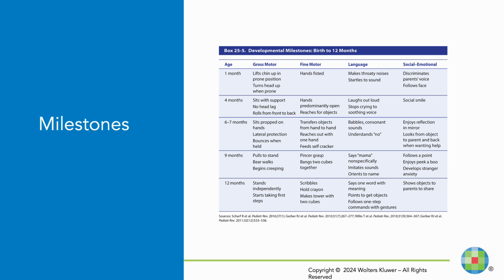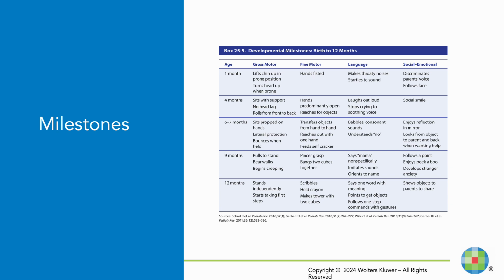By 9 months of age, they're pulling themselves to stand. Bear walking. They begin kind of creeping around. Pincer grasping. They can bang 2 cubes together. They're now saying mama, not non-specifically, and will imitate sounds. They're now oriented somewhat to name. They can follow a point. They enjoy games like peekaboo. And they begin to develop a little bit of that stranger apprehension, that anxiety.